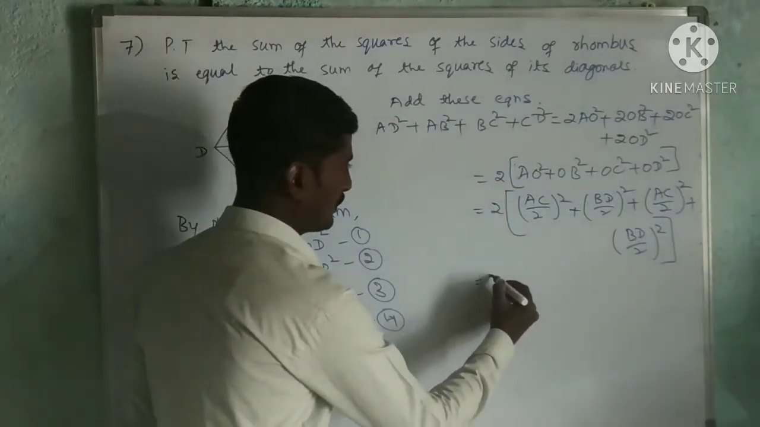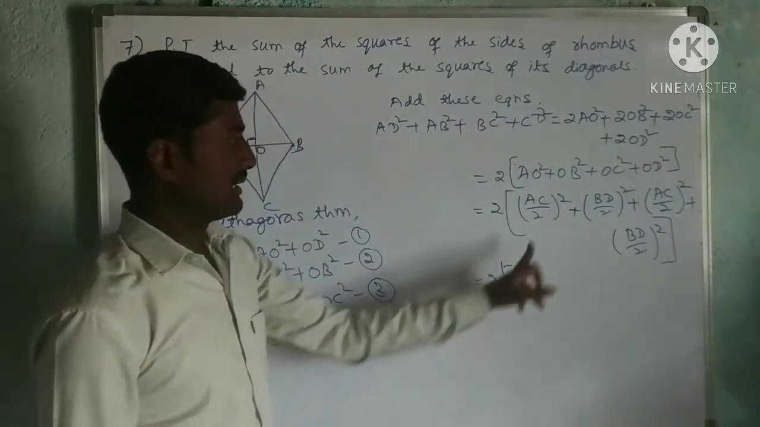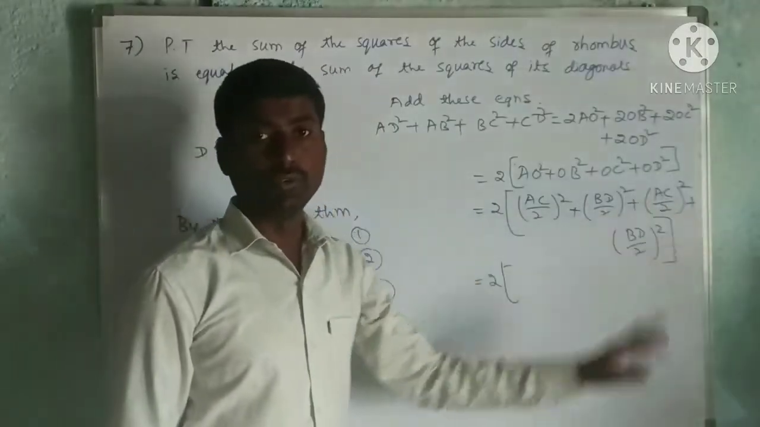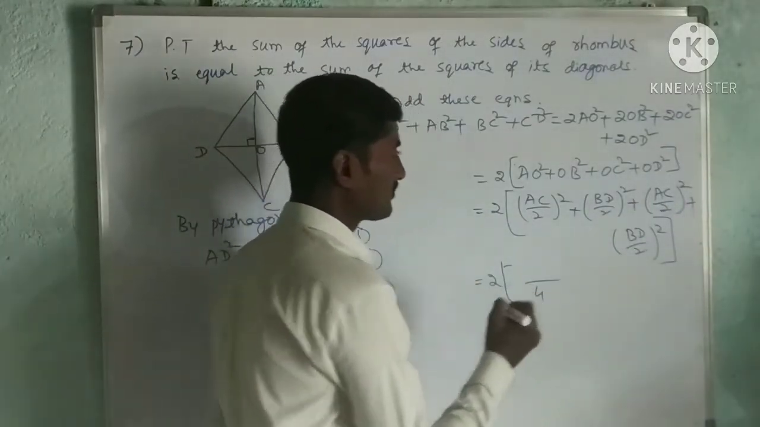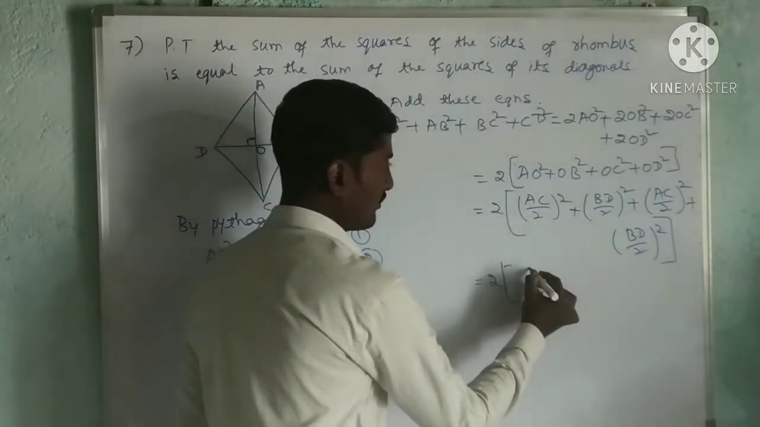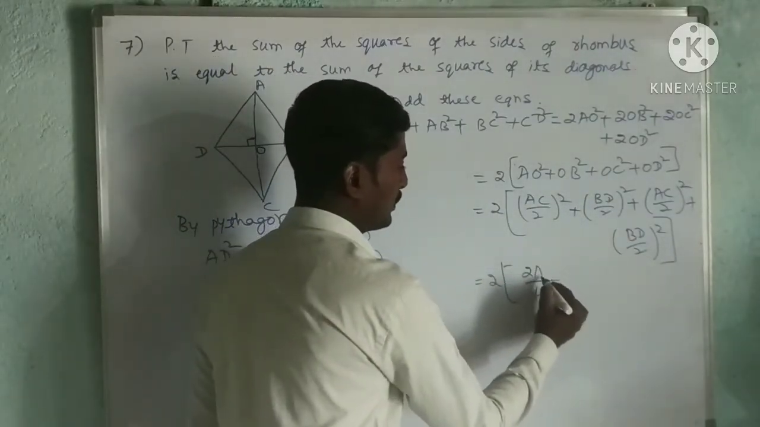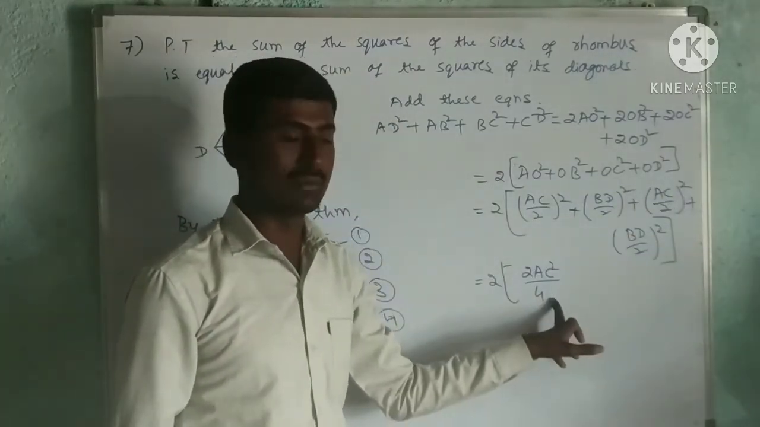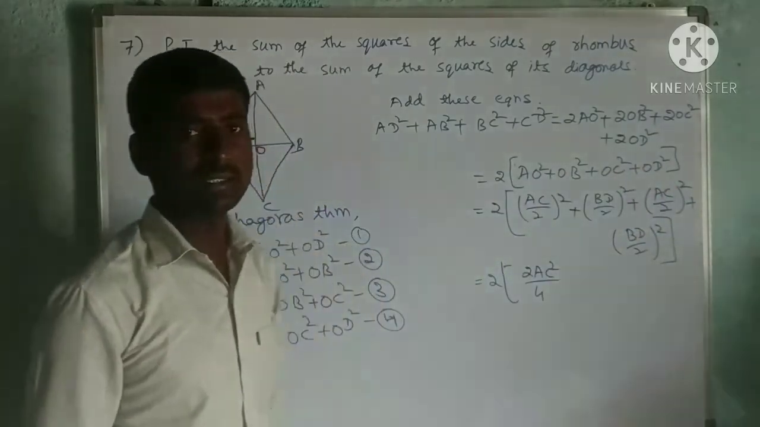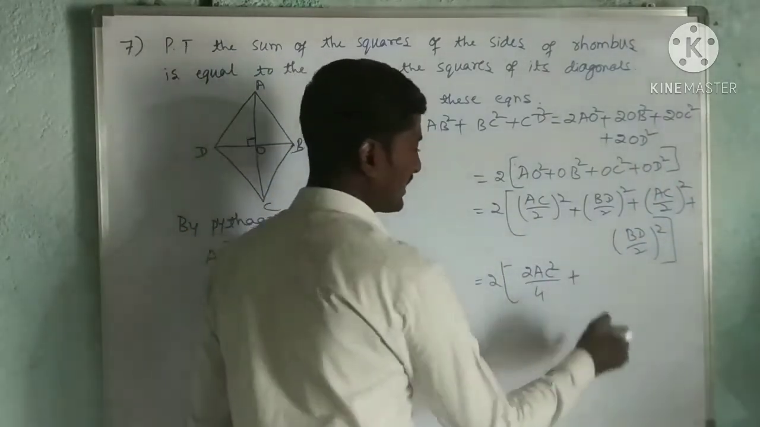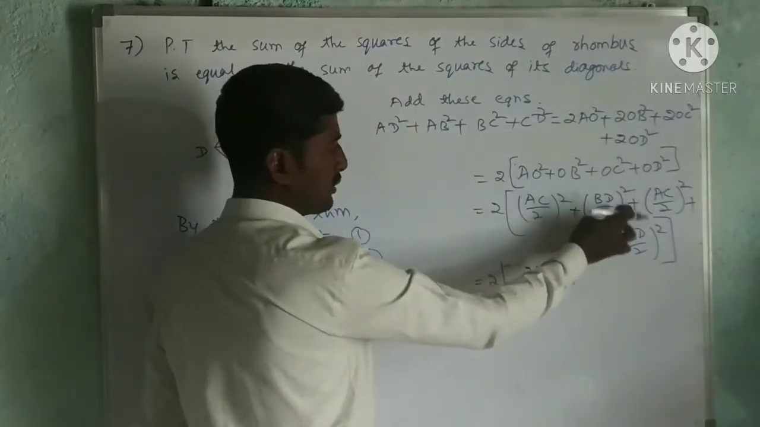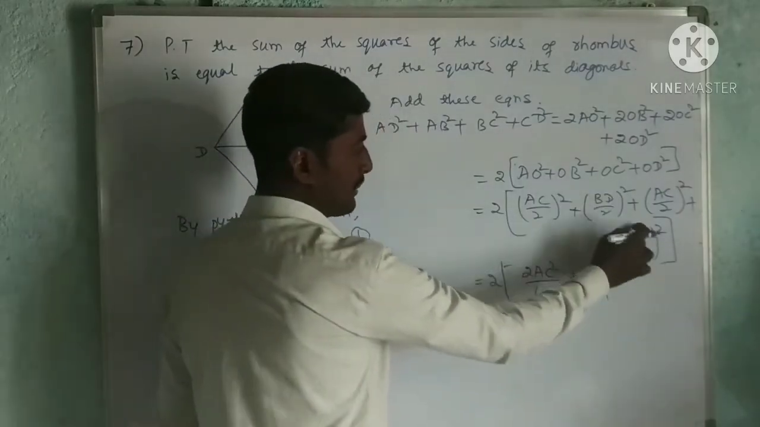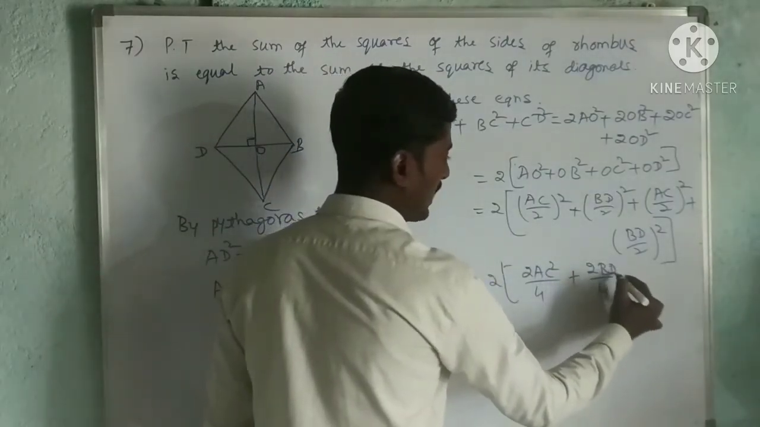Now this is equal to 2 into AC square by 2, AC square by 2. So here the LCM will be 2 square, 4. Take 4 as LCM. AC square plus AC square, that is 2 AC square. Am I right? Plus here also BD square, 4 is the LCM. BD square plus BD square, that is also 2 BD square.